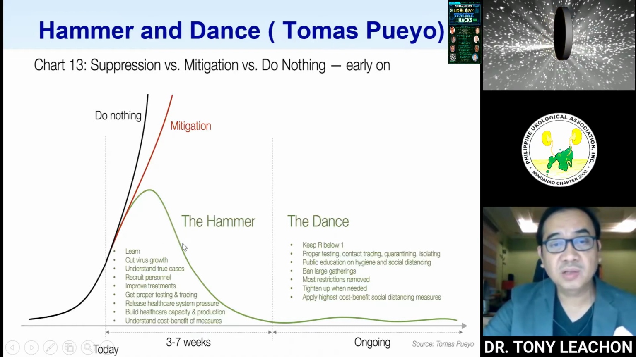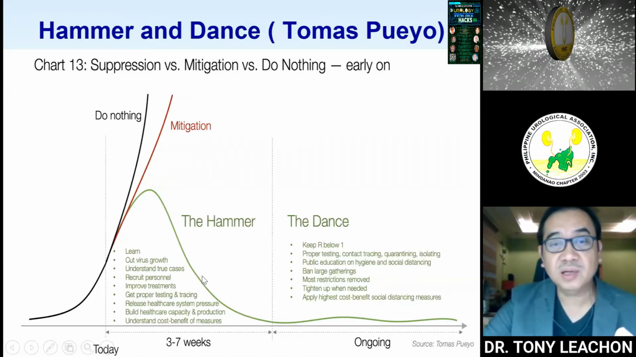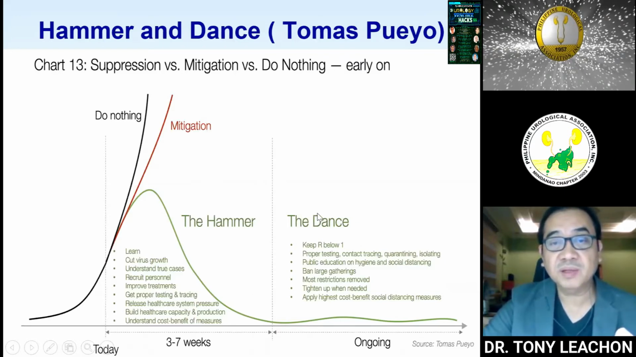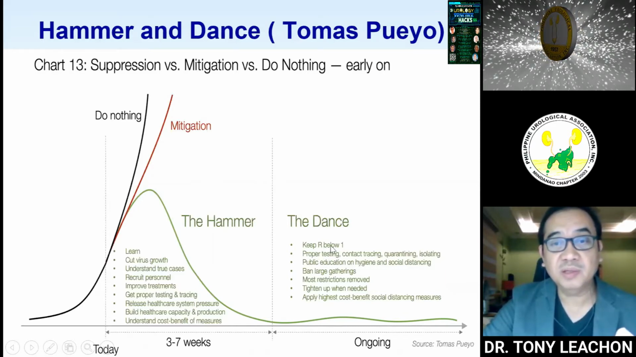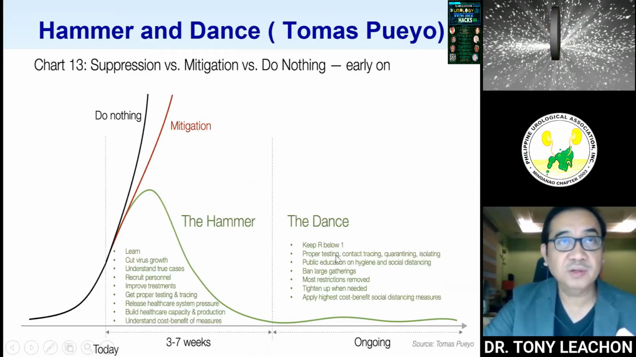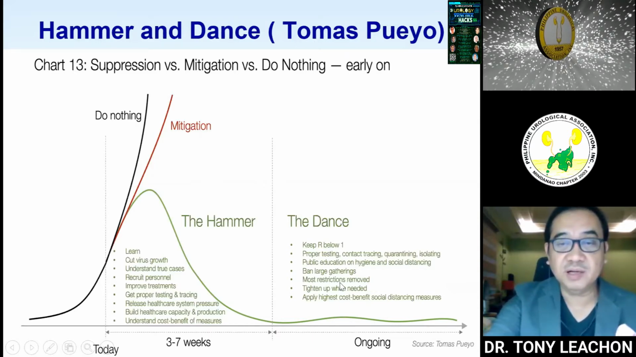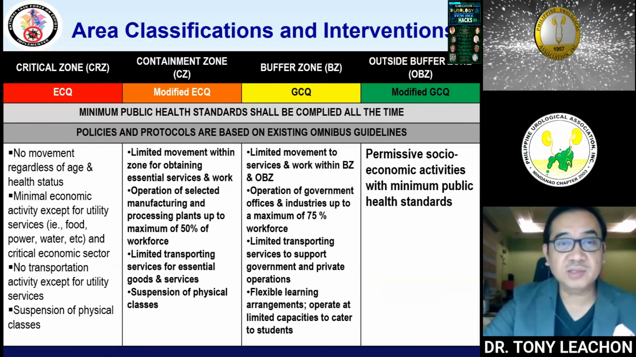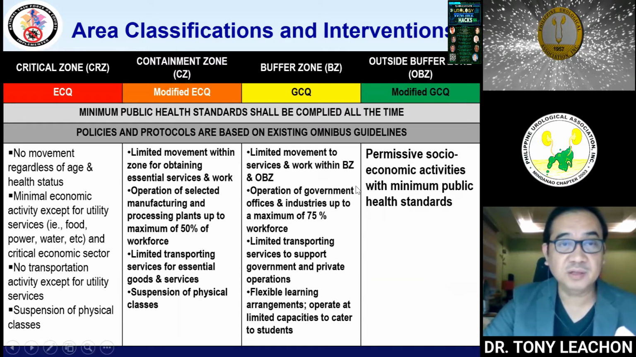Now, once you are in the deceleration phase, and once the R0 is less than 1, then you can actually dance with the economy. And this is the hammer and dance concept. But we need to be resilient as well as relentless in trying to maintain the healthcare capacity during this time as we reopen the economy, because we want to prevent a second wave or a surge because of mobility. So we need to understand the basic guidelines during the reopening of the economy. Perhaps you need to understand the definition of the area classification and the quarantine and the different interventions.